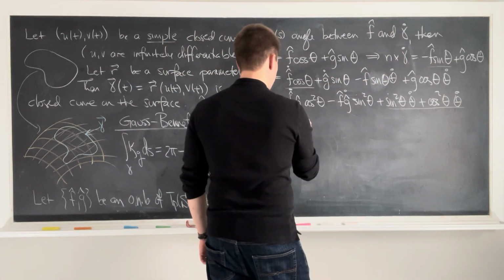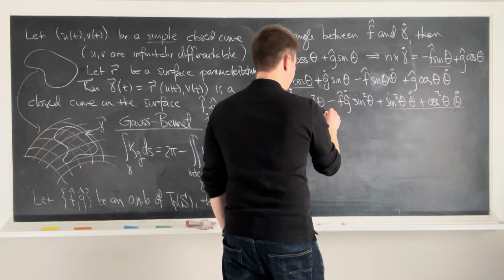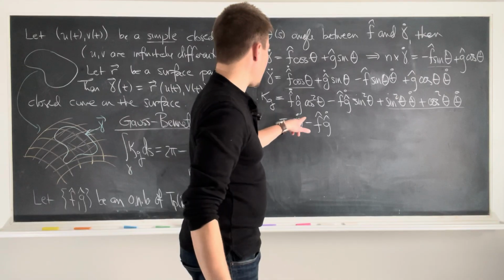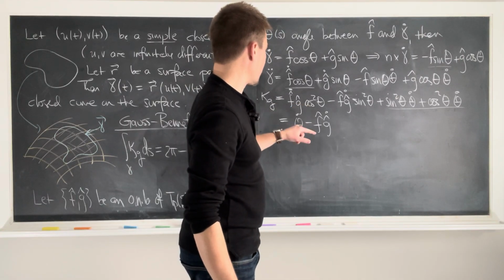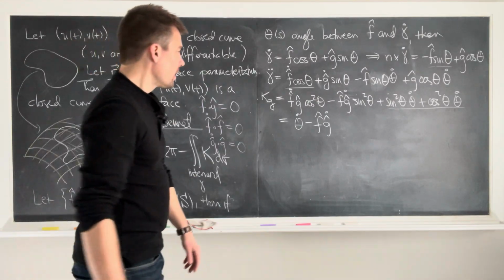So I get a theta dot over here. And then we have minus f hat g hat dot, right? And then if I do that, or if I put the dot over here, that's a negative cosine squared theta, negative sine squared theta, that gives me just a negative 1 over here. Beautiful, right?